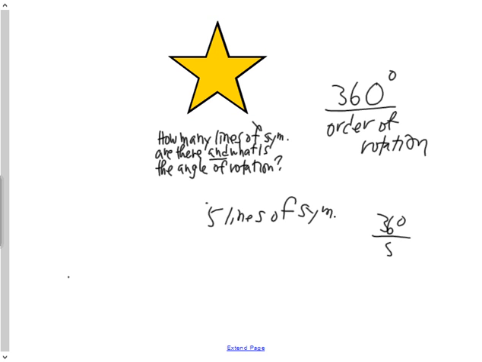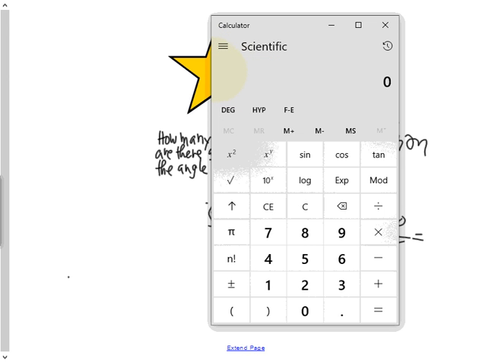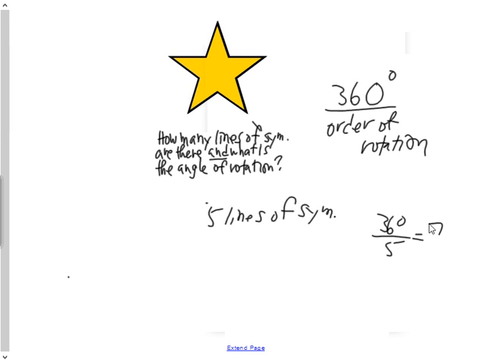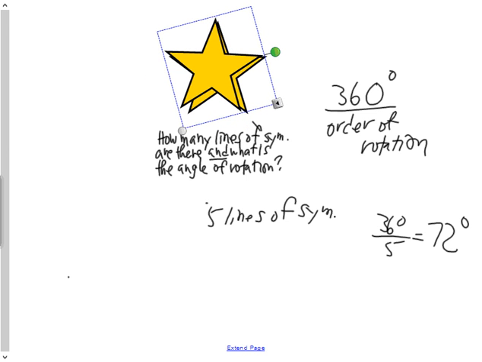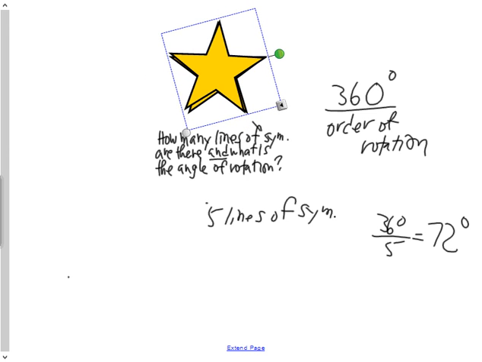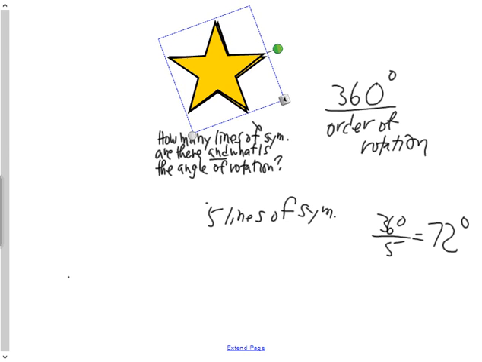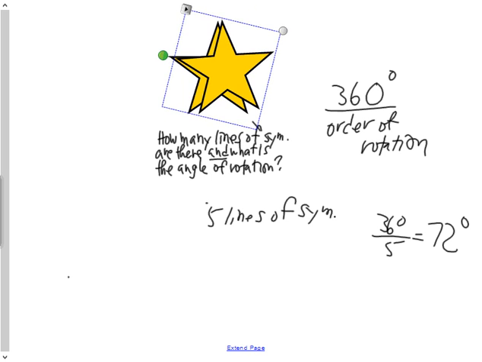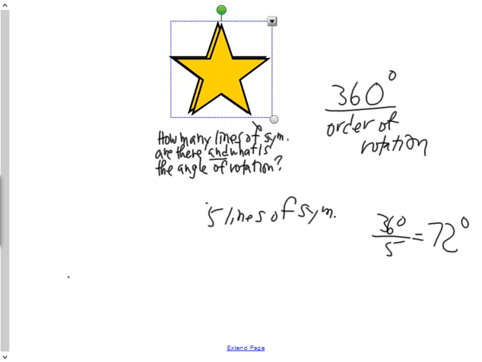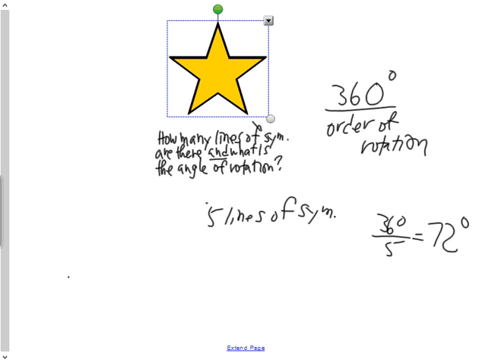So 360 divided by 5 equals 72. So therefore, as I rotate this star 72 degrees, that is a rotation of 72 degrees, and what ends up happening is I have a duplicate of the image itself. As I continue another 72 degrees, I have it again, another 72 degrees, again, and another 72 degrees, and I have itself matched up again. So the answer is the angle of rotation is 72 degrees.